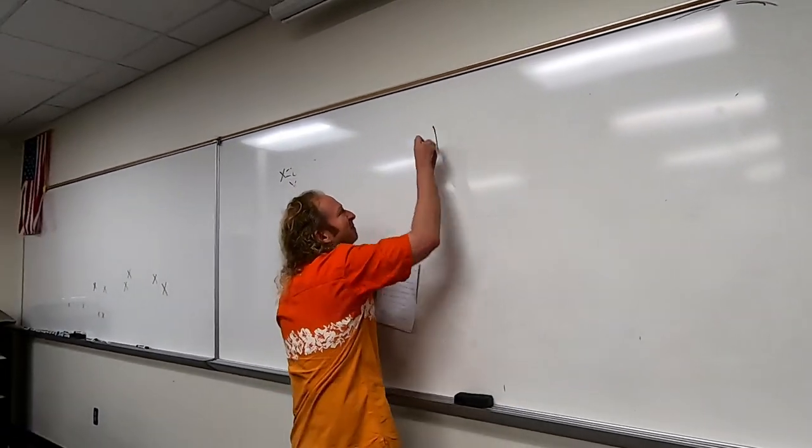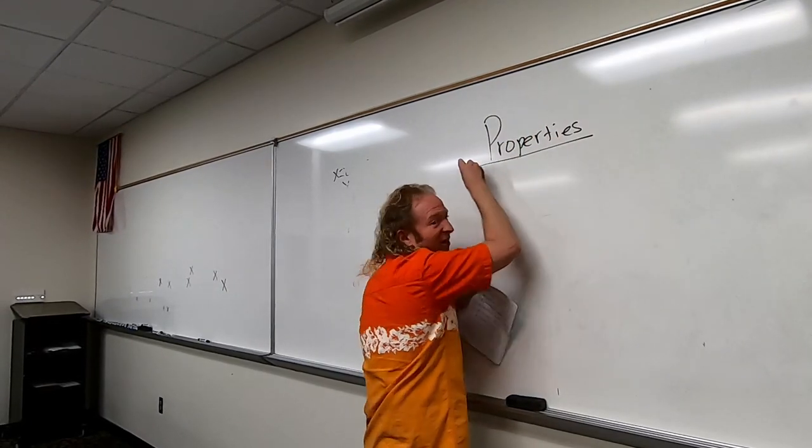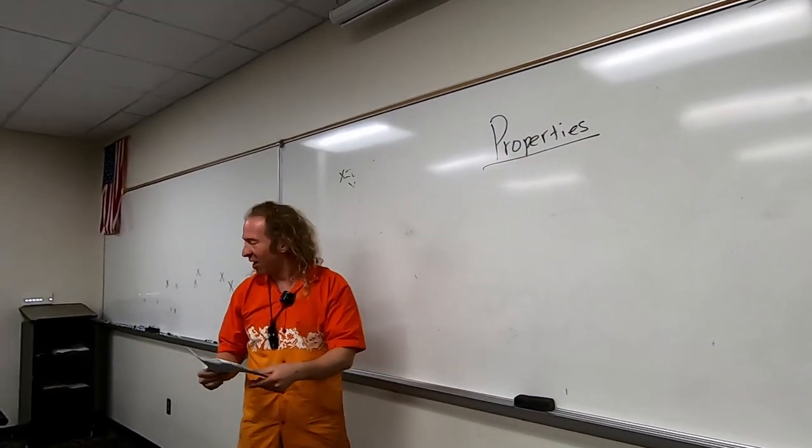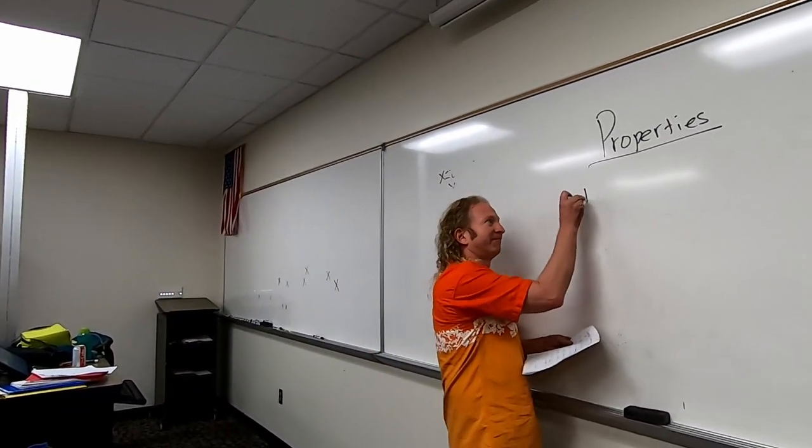So properties. Some of these are important, some of them are not, but I'm going to write them all down. These kind of come up in the homework. Number 14 looks ridiculous, like they want us to use these properties. Honestly, it's easier if you don't use the properties. So in some cases, so.